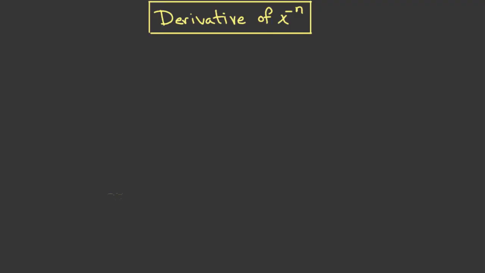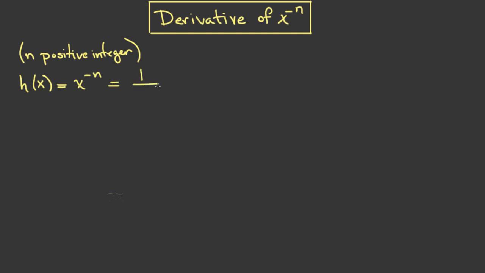I'm going to give a proof of the power rule for negative integer powers using the quotient rule. So to do this, I'm going to take the derivative of h of x equal to x to the negative n, where n is a positive integer. Because I want to use the quotient rule, I'm going to rewrite this as a fraction. So this is equal to 1 over x to the n.